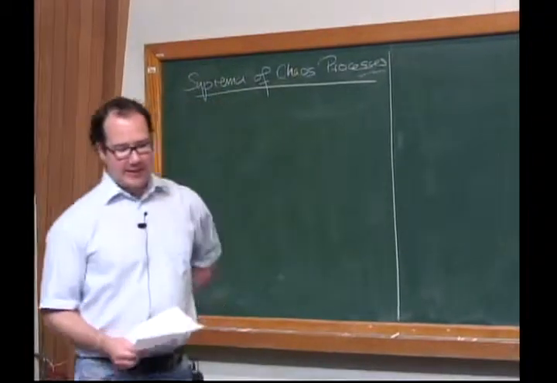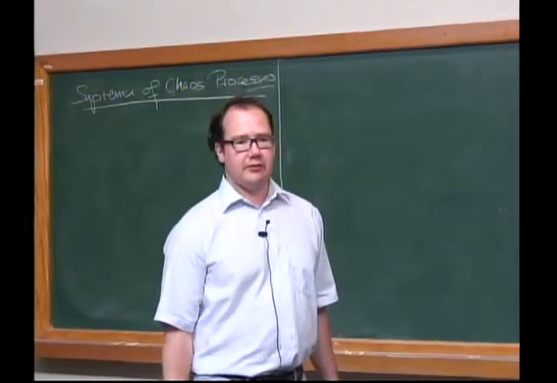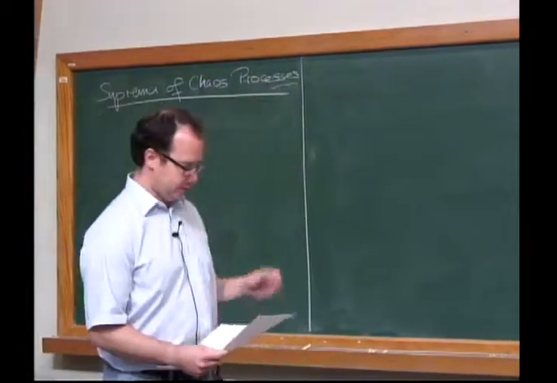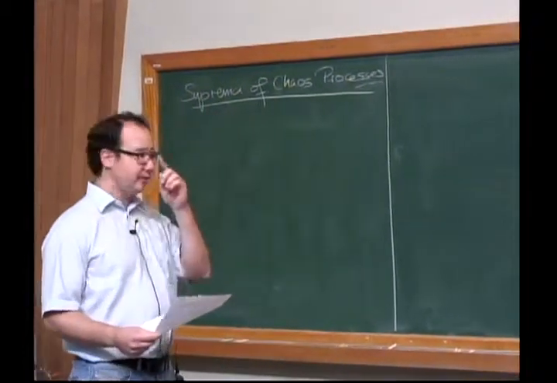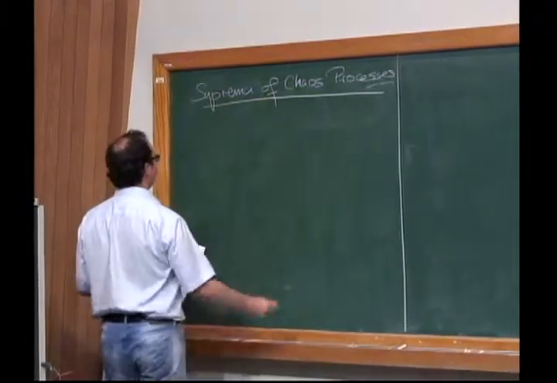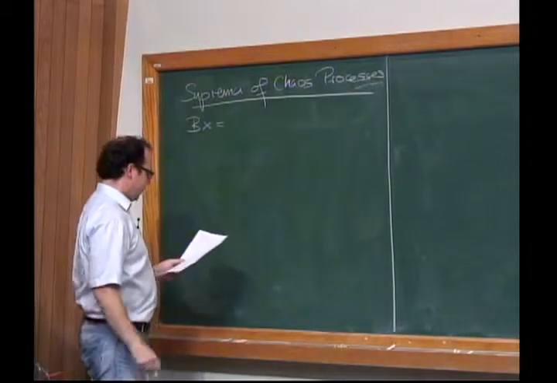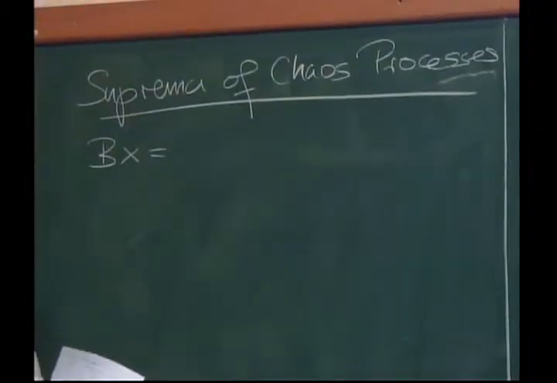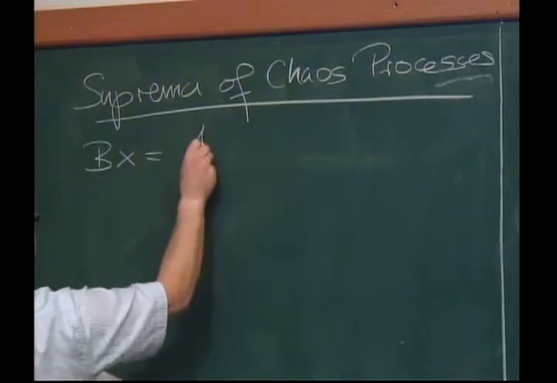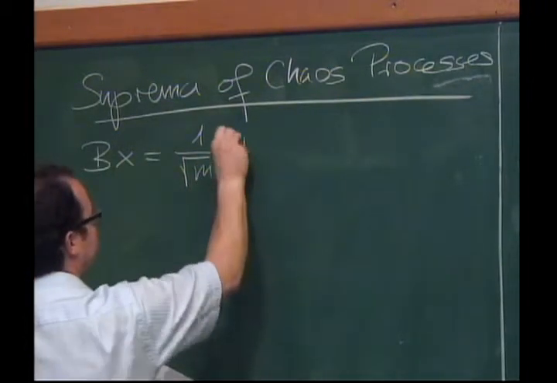So, in my last talk, I said I would talk about chaos processes, which is the tool for establishing the restricted isometry property for partial random circulant matrices, among other things. So let me recall again. For the partial random circulant matrix, the action of this matrix on a vector looks like this.